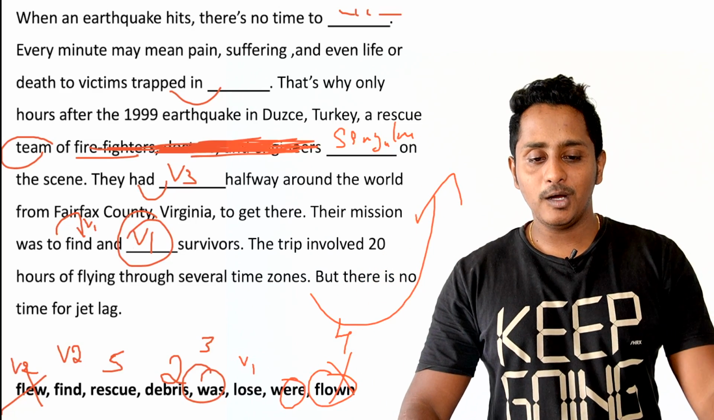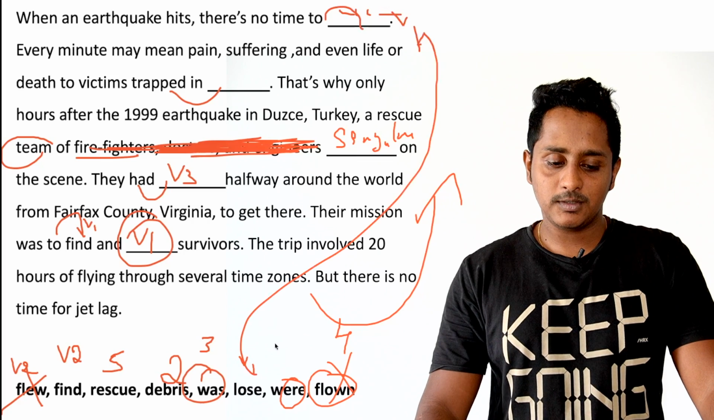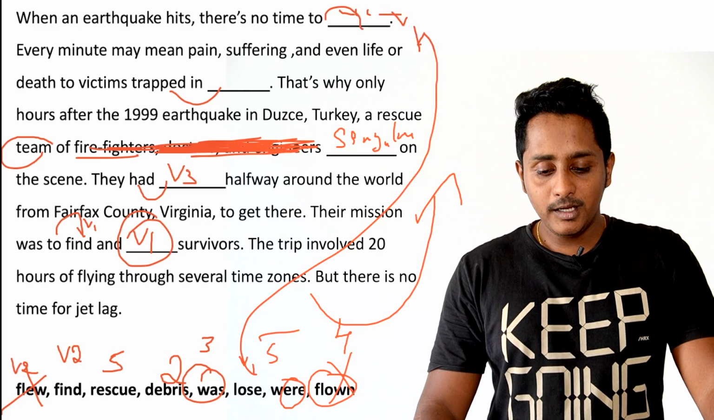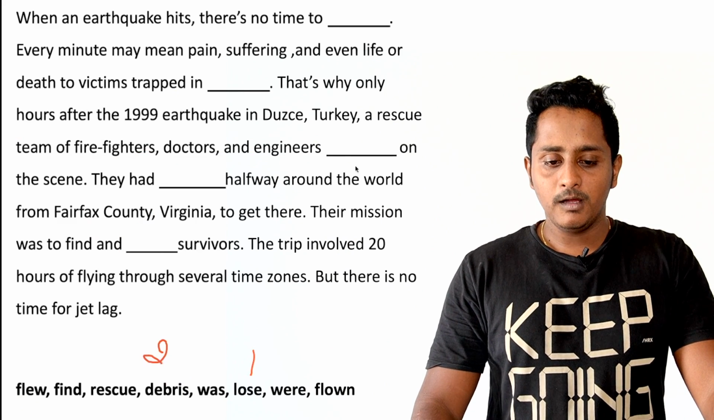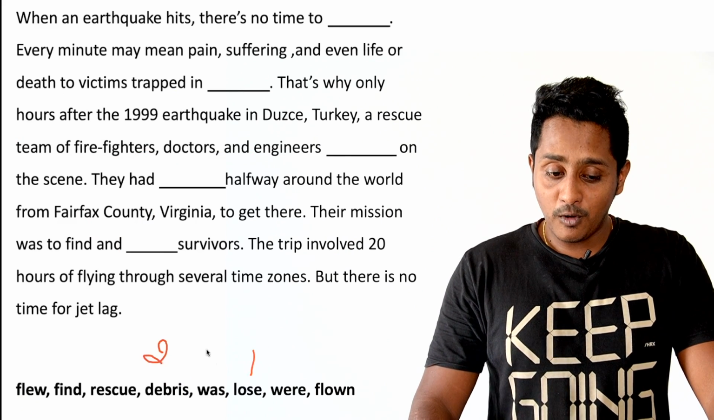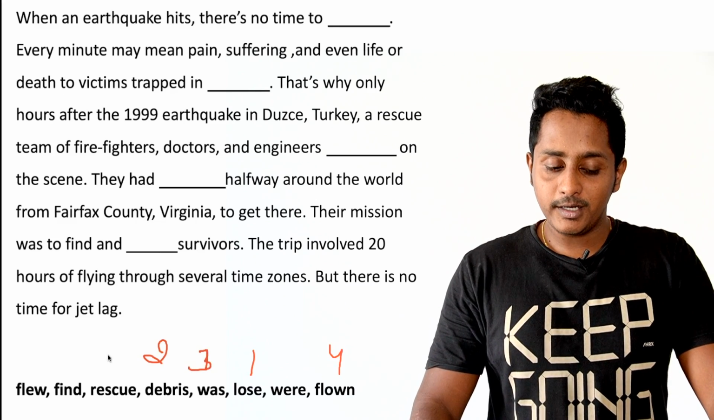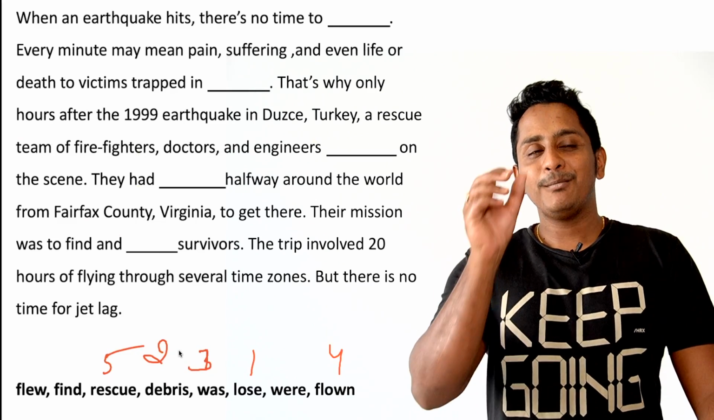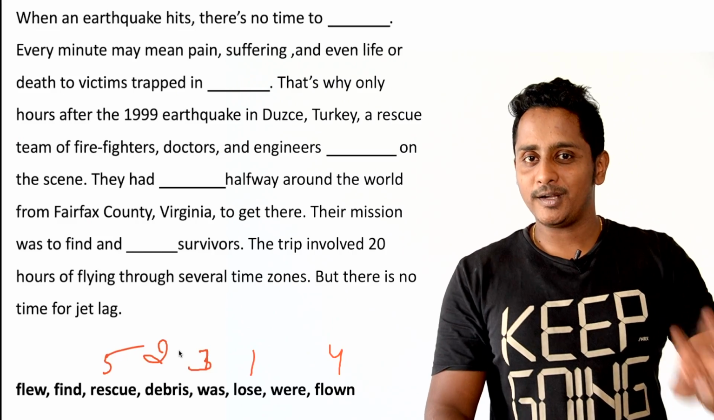Bottom up you apply. Now, after verb 2, only one verb 1 is left. Answer has to be lose. Hope you are getting it. So, it's lose, debris, was on the scene, flown and rescue.